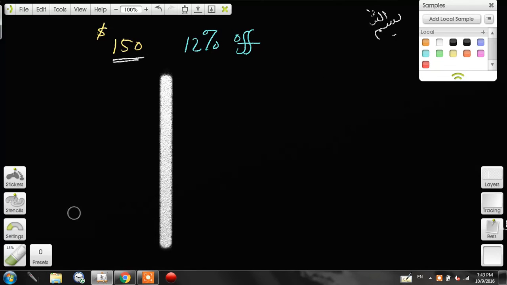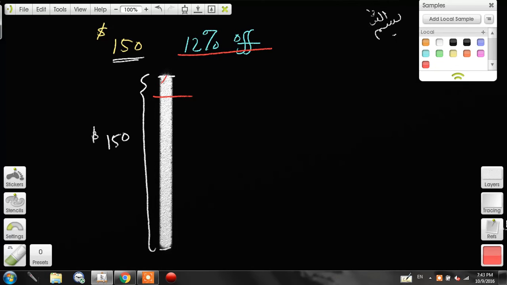Now look. Pretend this is the whole price of the oven from here to here, when it's $150. Now if you have 12% off, that means you're going to knock off 12%, right? You take this, which is 12%, and knock it off. So the price is going to be decreased by 12%. So you're only going to have to pay this much, right? You follow? So if the whole thing is 100%, right?